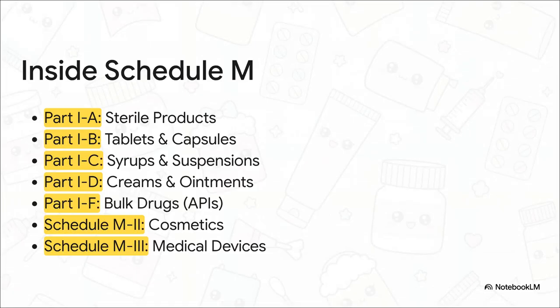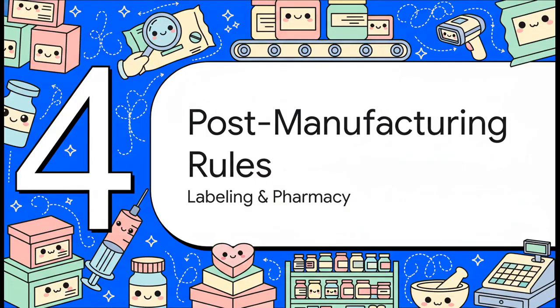And if you dig into Schedule M, you see just how incredibly detailed it is. It's not just one broad rule. It's broken down into specific parts for sterile products, for tablets and capsules, for syrups, even for the raw active ingredients. And it doesn't stop there. It has separate sections, M2 and M3, for making cosmetics and medical devices. Quality standards for everything.